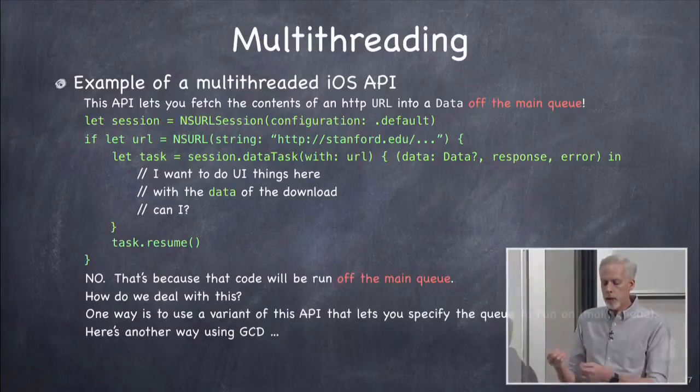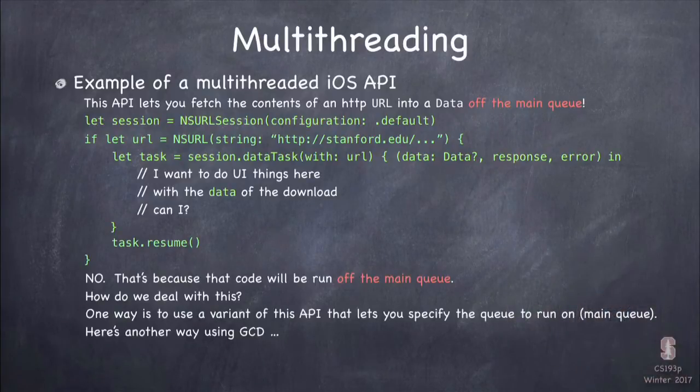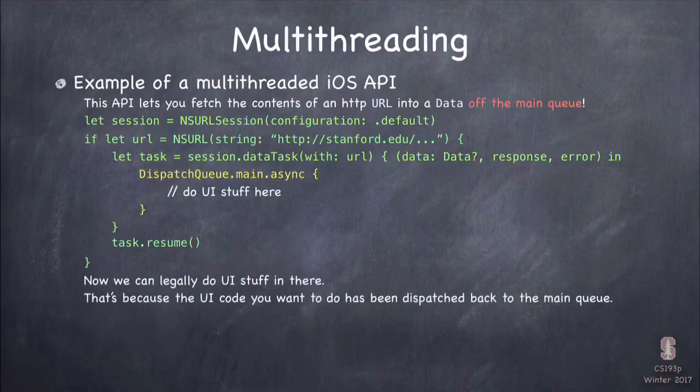You just put inside of this closure another dispatch, back to the main queue, right? Dispatch queue main async with a closure. And you put your UI stuff in there. Now it's going to happen back on the main queue.